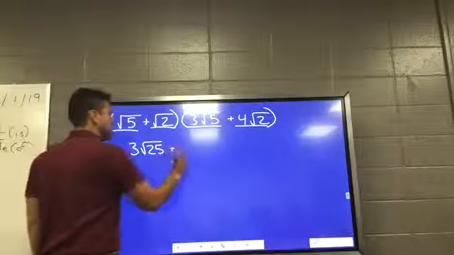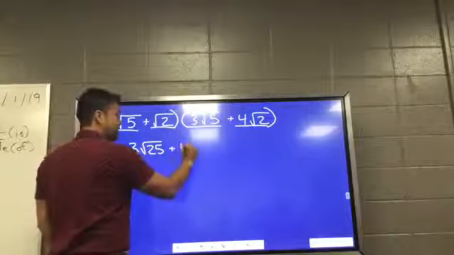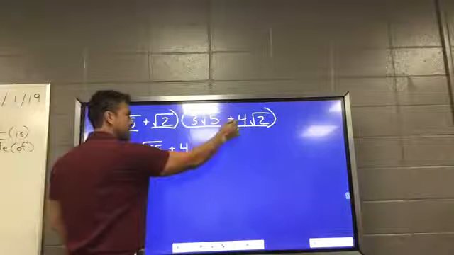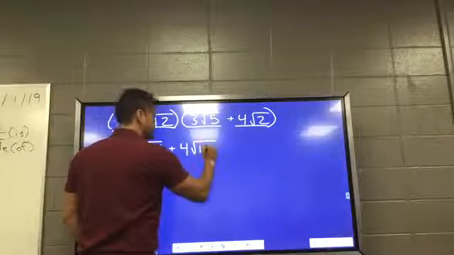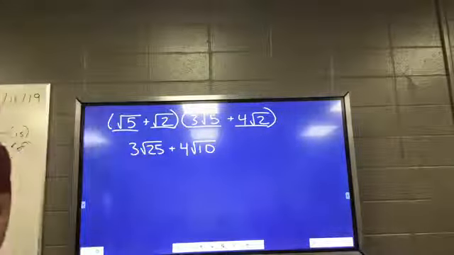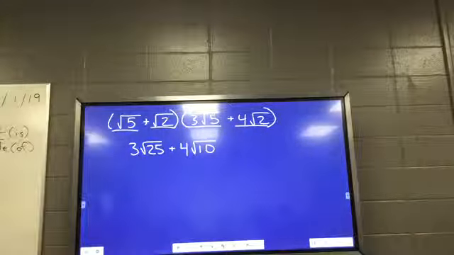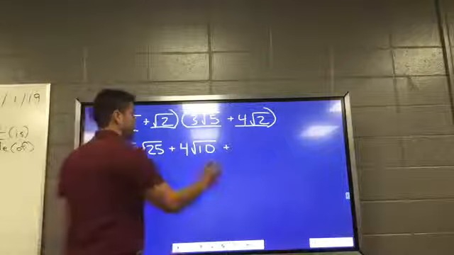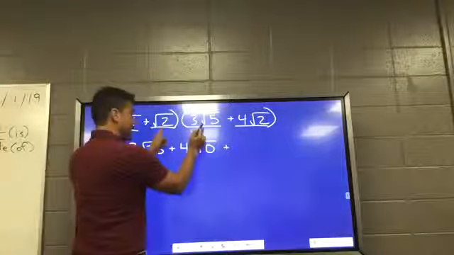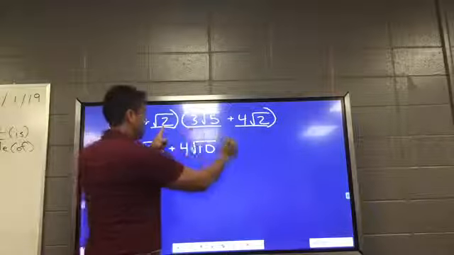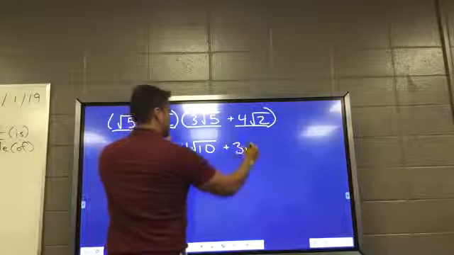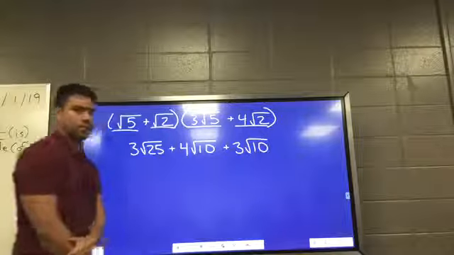What's the square root of 5 times 4 times the square root of 2? What's 1 times 4? 4. And then square root of 5 times square root of 2? 5 times 2 is 10. Awesome. Callie, what are the inner terms multiplied together? Yep, these 2. What do I get when I multiply them? 3 times the square root of 10.